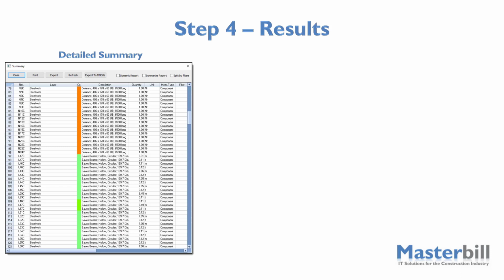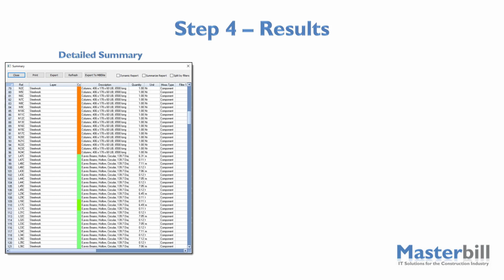Step 4 is results. You may have noticed that QSCAD was generating the results in the list on the left hand side as we measured, but now we're going to look at some of the summaries it produces. First is the detailed summary. This is a full list of everything that's been measured and every result that's been generated by that measurement.